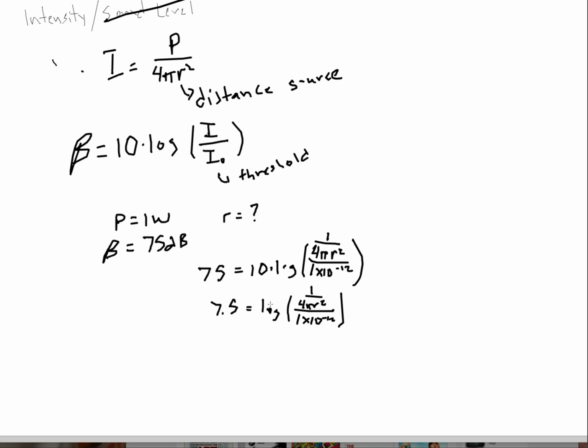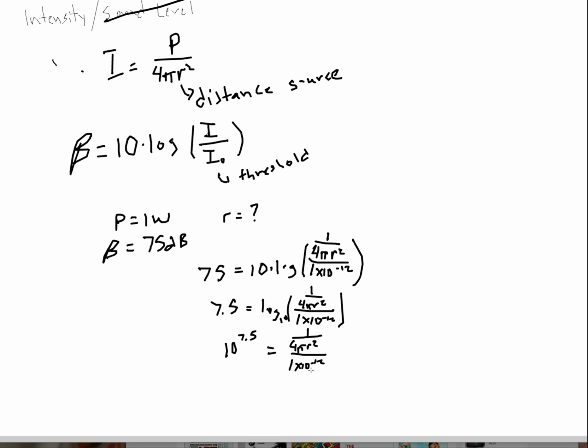Then I'm going to get rid of the log. In your calculator you can use second log, or you can imagine a base 10 here and move it to the other side. So I've got 10 to the 7.5 power equals, now my log is gone, so I'm left with 1 over 4 pi r squared all over 1 times 10 to the negative 12th.